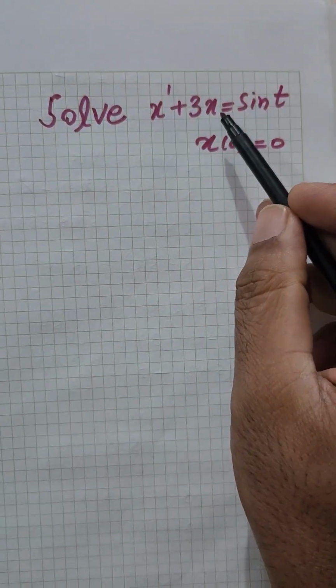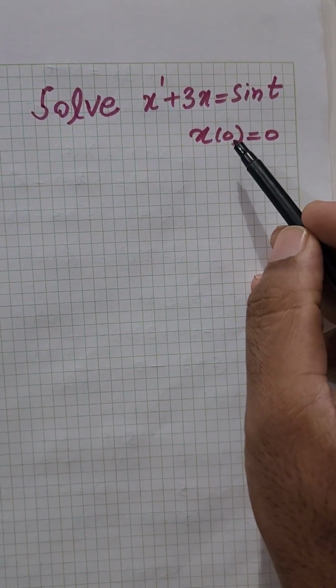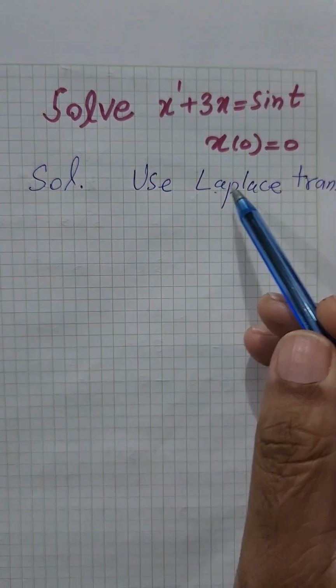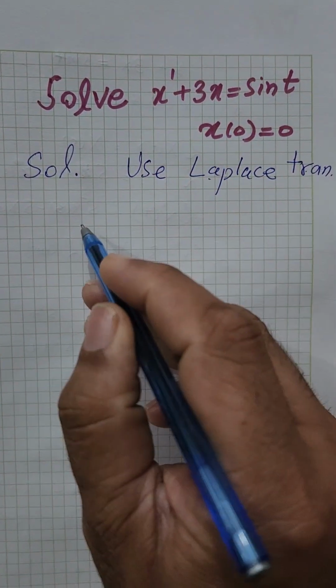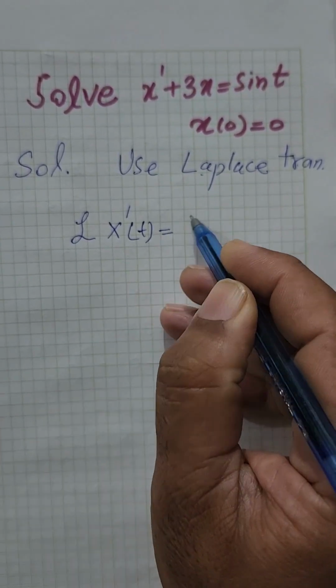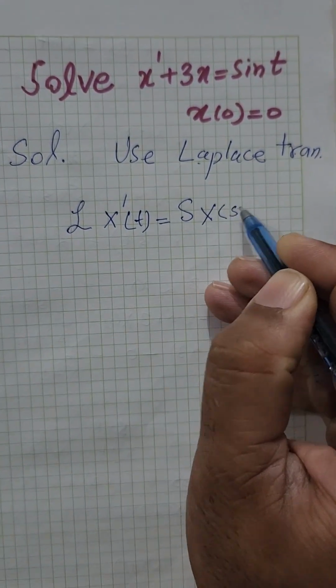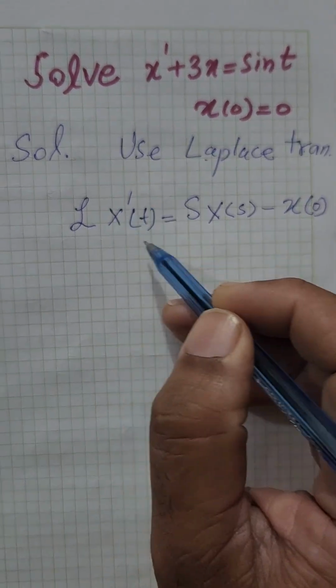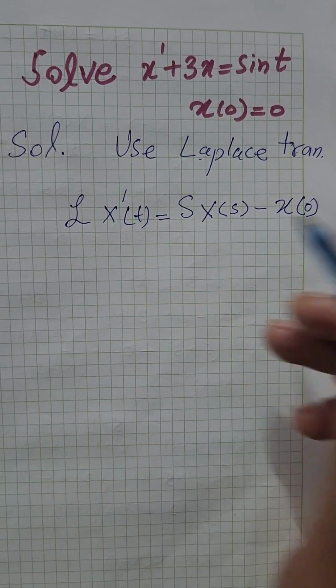We want to solve x prime plus 3x equals sine t. The initial condition at t equals 0 is given: x of 0 equals 0. We shall use Laplace transform to solve this differential equation. We know that Laplace of x prime of t is s times X of s minus x of 0. There is only a first order derivative, so we use only this relation over here.